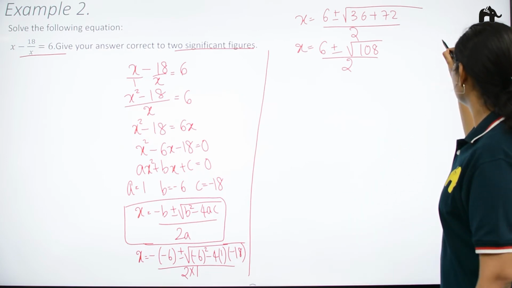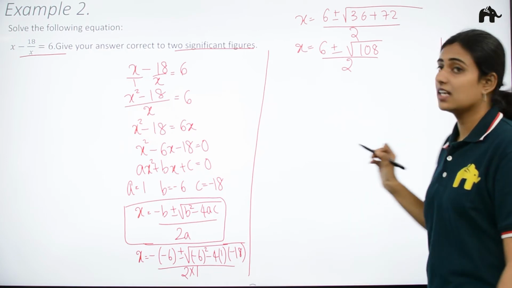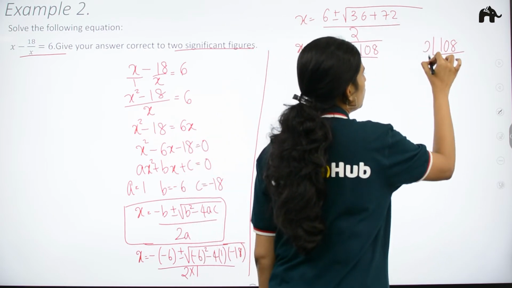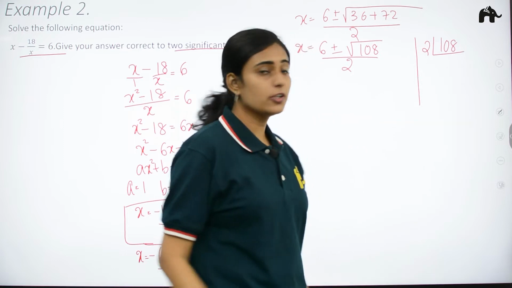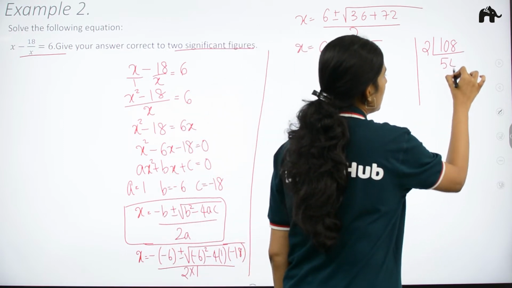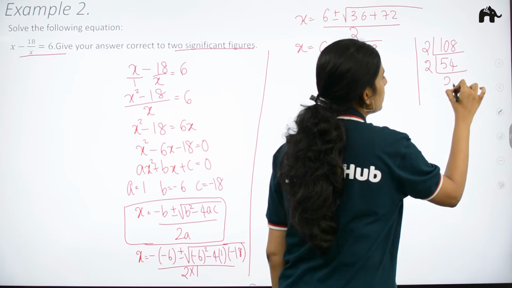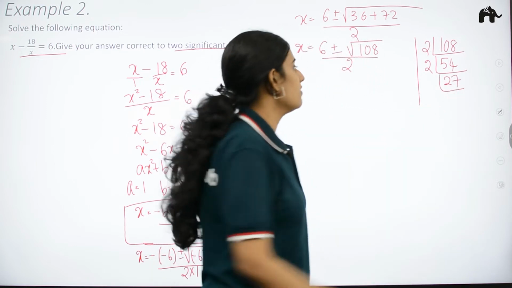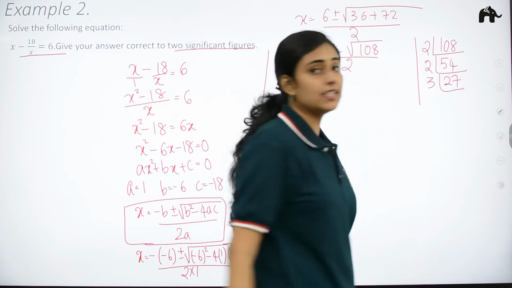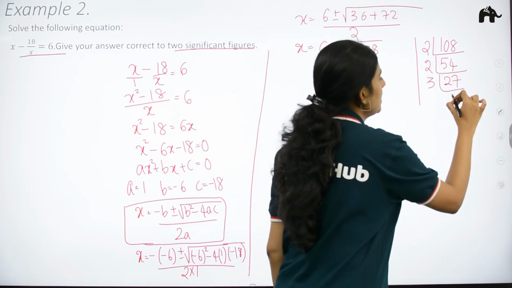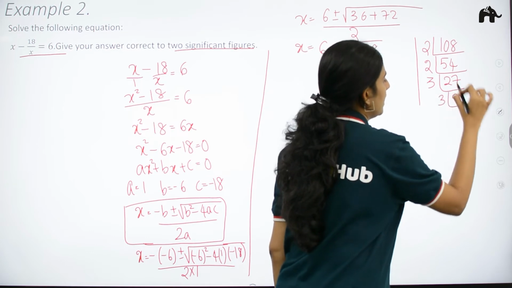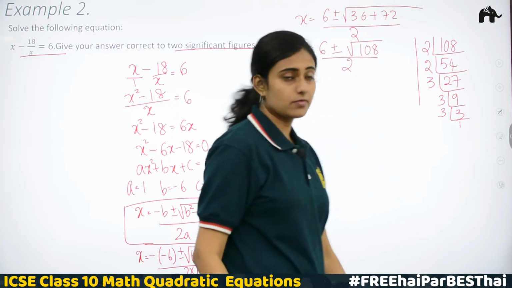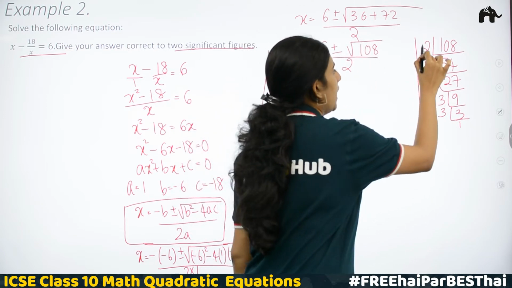Let's see. Take the number 108, divide with prime numbers. First, let's do with 2. When you divide with 2, you will get 54. Again, when you divide with 2, you get 27. Now, this is an odd number. We cannot divide with 2. We take the next prime number 3. When you take 3, you will get 9. Dividing again, you get 3 here. Again, you get 1.